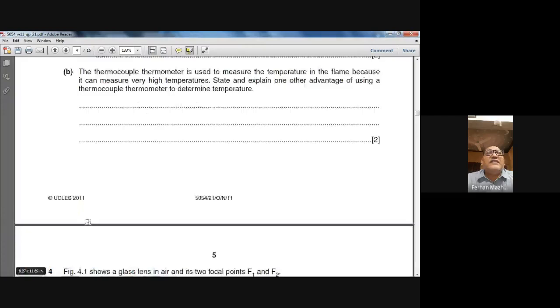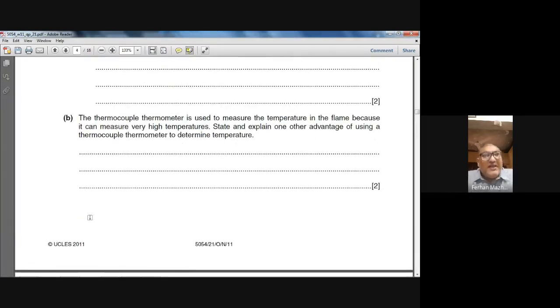Okay. So the next is part B of question number 3. It says the thermocouple thermometer is used to measure the temperature in the flame because it can measure very high temperatures. State and explain one other advantage of using a thermocouple thermometer to determine temperature. If you want to find out the temperature of that flame, what is the advantage of using this thermocouple thermometer? One advantage he has already told. The one advantage is that the thermocouple thermometer has a wide range. It can measure very high temperatures. It can also measure very low temperatures.